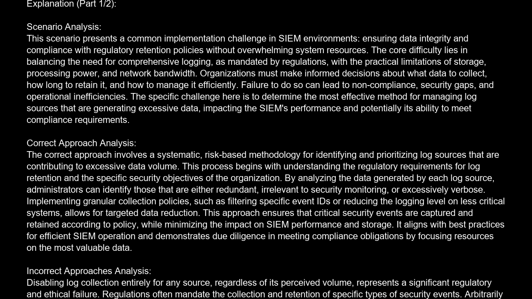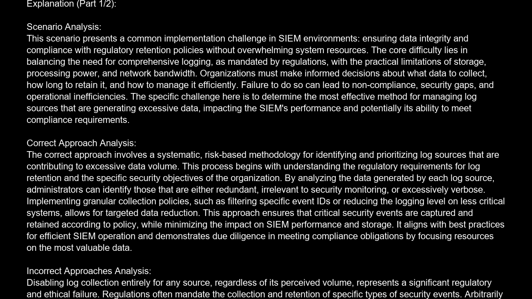Implementing granular collection policies, such as filtering specific event IDs or reducing the logging level on less critical systems, allows for targeted data reduction. This approach ensures that critical security events are captured and retained according to policy, while minimizing the impact on SIEM performance and storage. It aligns with best practices for efficient SIEM operation and demonstrates due diligence in meeting compliance obligations by focusing resources on the most valuable data.